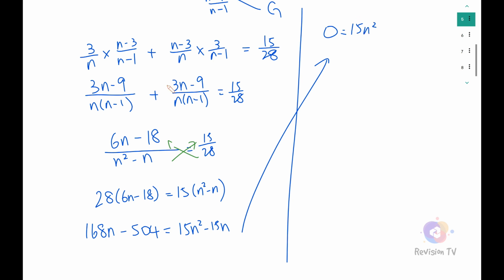168n to the left-hand side from the right-hand side becomes minus. So take away 183n, because minus 15 take away 168 is negative 183, and then plus 504. Now, usually big numbers like this you can simplify.